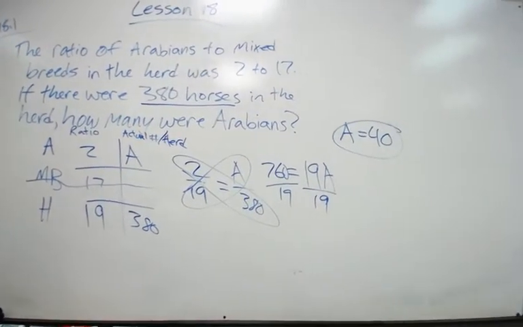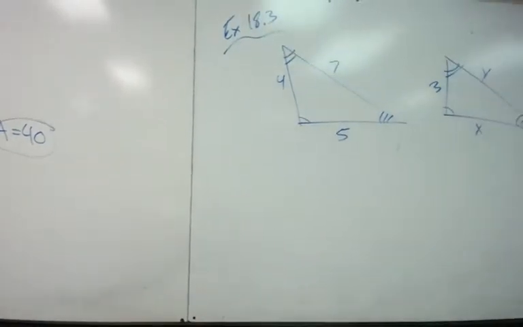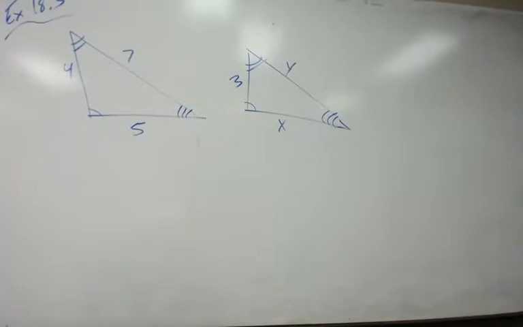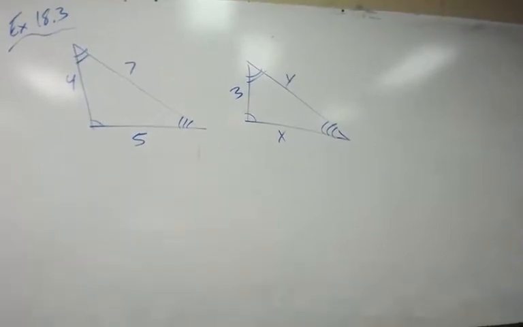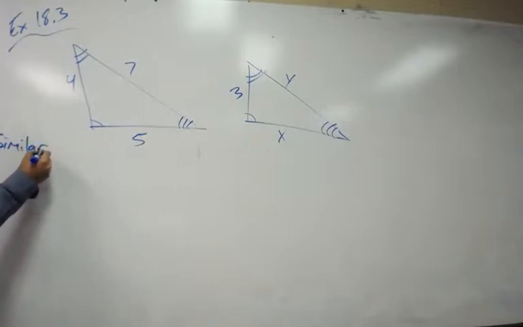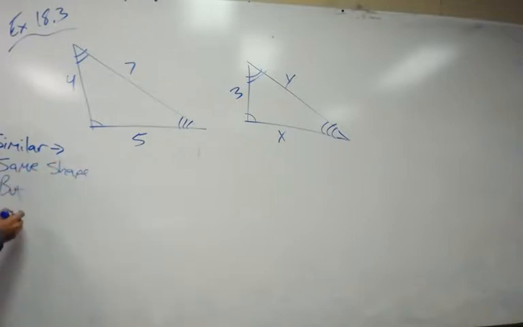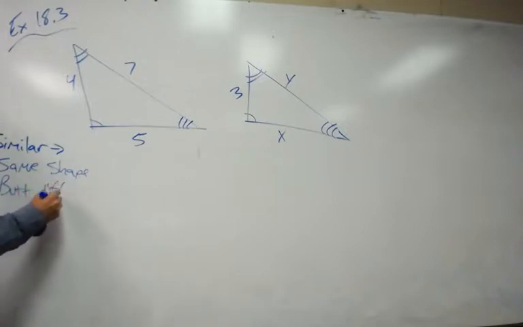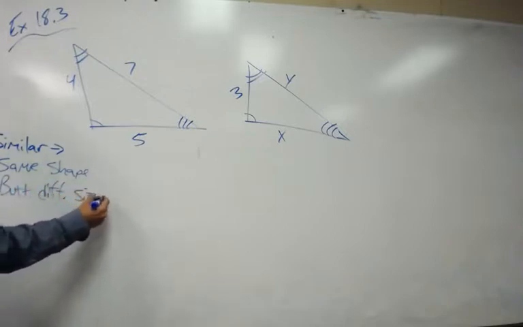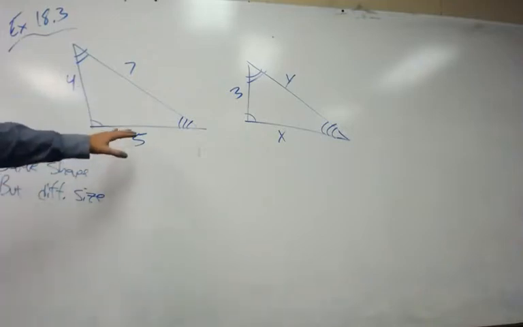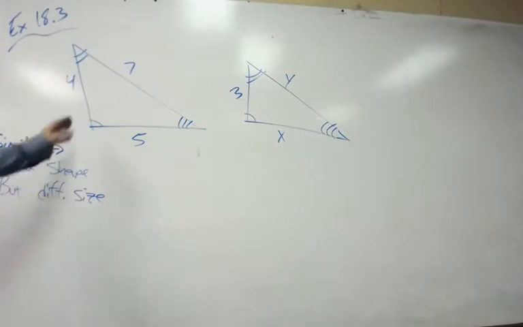Let's look at the next concept in this lesson, similar triangles. Now, what does similar mean? Similar means same shape, but, and that's a big but, different size. So these are the same shapes, but different sizes. One is bigger than the other.